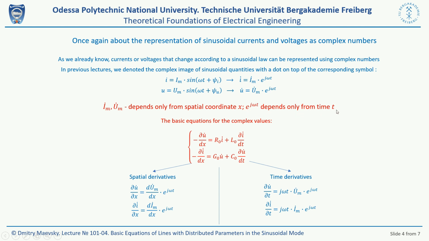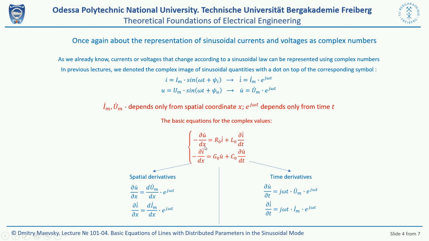Thus, complexes of instantaneous values can be represented as a product of two factors. The first factor depends only on the spatial coordinate, and the second depends only on time. This fact simplifies finding partial derivatives.